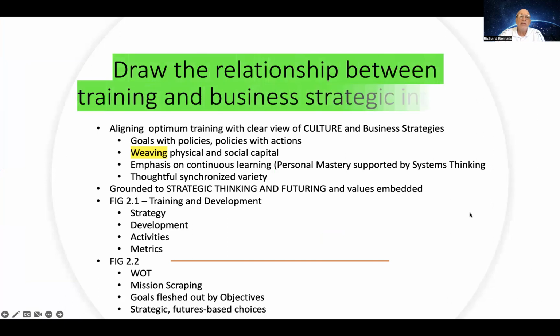And again, I won't read all of this to you, but drawing the relationships. The key verb there is aligning optimal training within the culture of the business, getting those goals to all weave together and overlap and weave with the human and social capital that you have to come up with a synchronized plan. There's a lot of verbs there, aren't there? And that's about strategic thinking and futuring. We're going to talk about that in a moment.